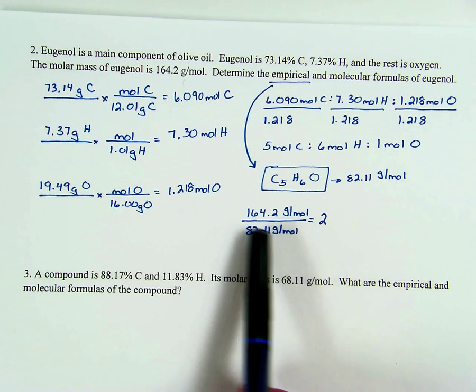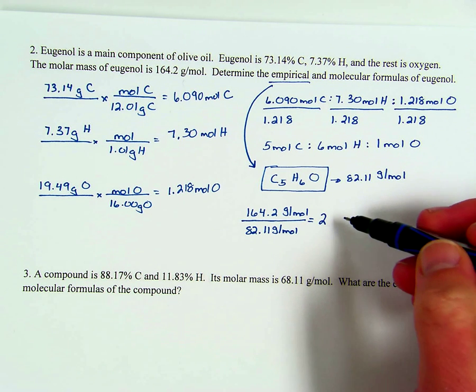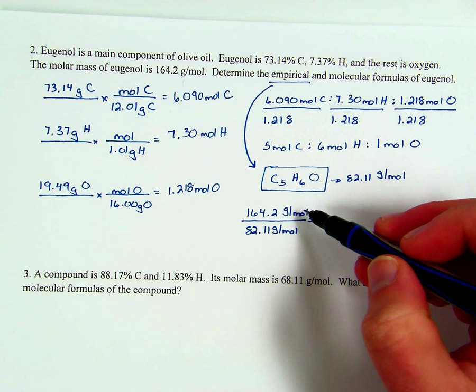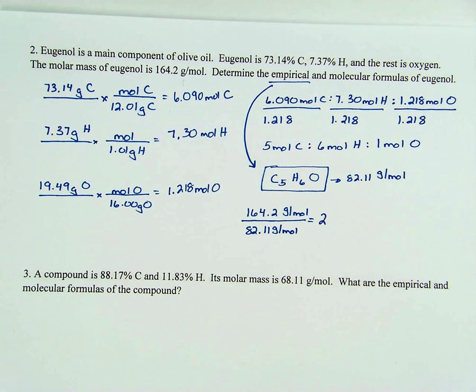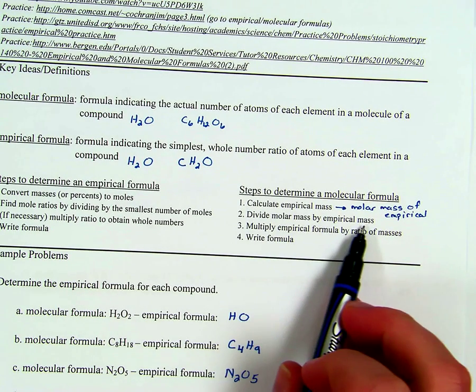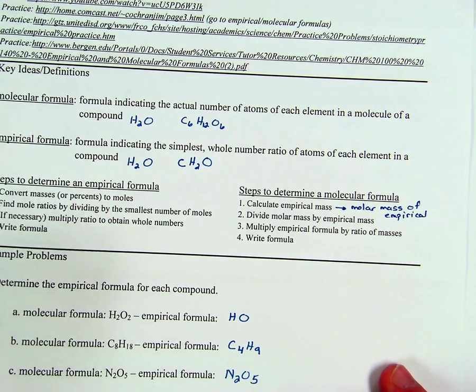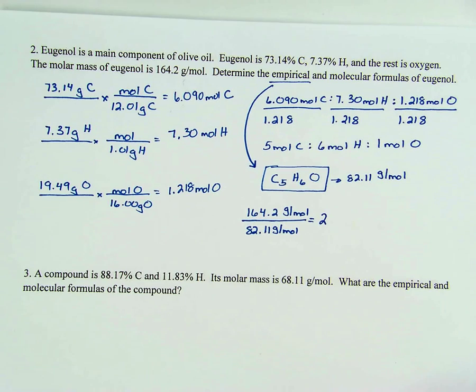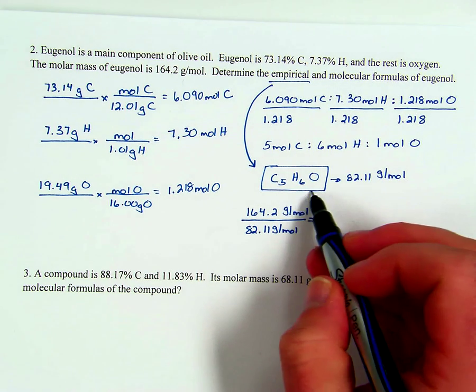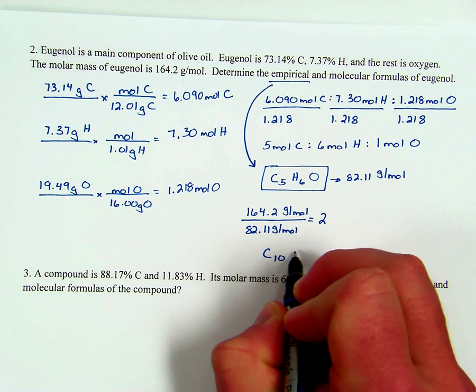Alright, so that being said, we know this ratio here is 2. What this tells us is there are 2 times the number of atoms in the molecular formula as there are in the empirical formula. So if I look at the steps here, after we divide the molar mass by the empirical mass, we want to multiply the empirical formula by the ratio of the masses. The ratio of the masses is 2, so I'm going to look at the empirical formula and multiply all those atoms by 2. That gives me C10H12O2. And that is the molecular formula.